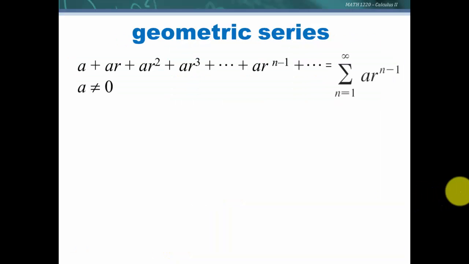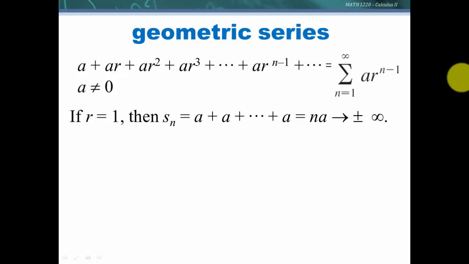Let's look at the geometric series. A geometric series is comprised of adding up the terms of a geometric sequence. And we remember a geometric sequence, we multiply each successive term by the common ratio r. So it could be expressed like this. We could write it as a summation. We got the first term and then the common ratio to the n minus 1. Now, does this series converge or diverge?